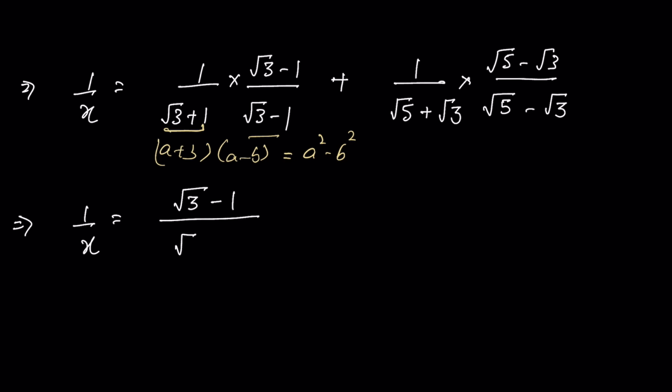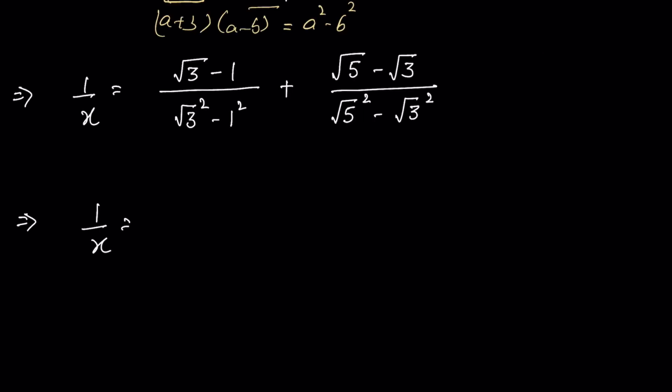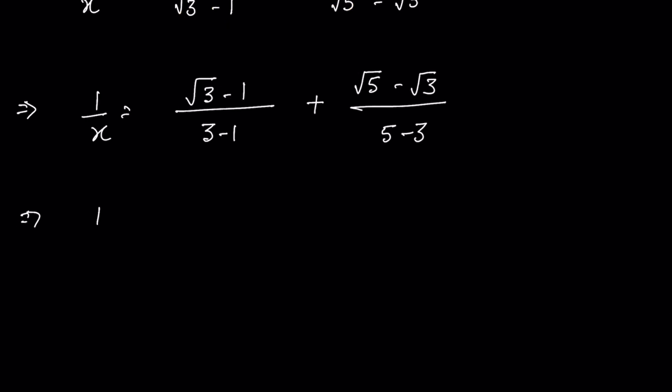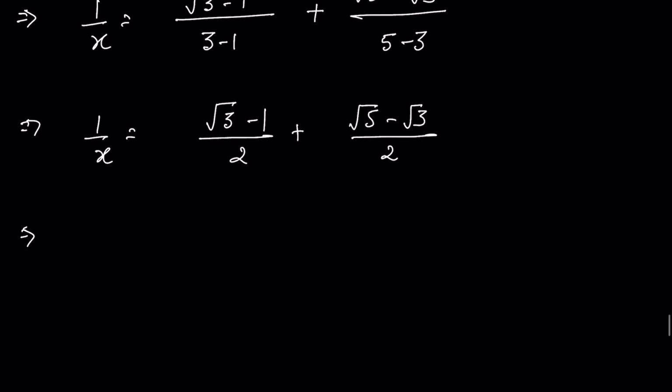So it is equal to differences of square, a square minus b square. So this will be square root of 3 square minus 1 square, then plus square root of 5 minus square root of 3 upon, again differences of square root of 5 square minus square root of 3 square, or 1 upon x equals to square root of 3 minus 1 upon, remove the square root with this square, 3 minus 1 plus square root of 5 minus square root of 3 upon 5 minus 3, or 1 upon x equals to square root of 3 minus 1 upon 2 plus square root of 5 minus square root of 3 upon 2.